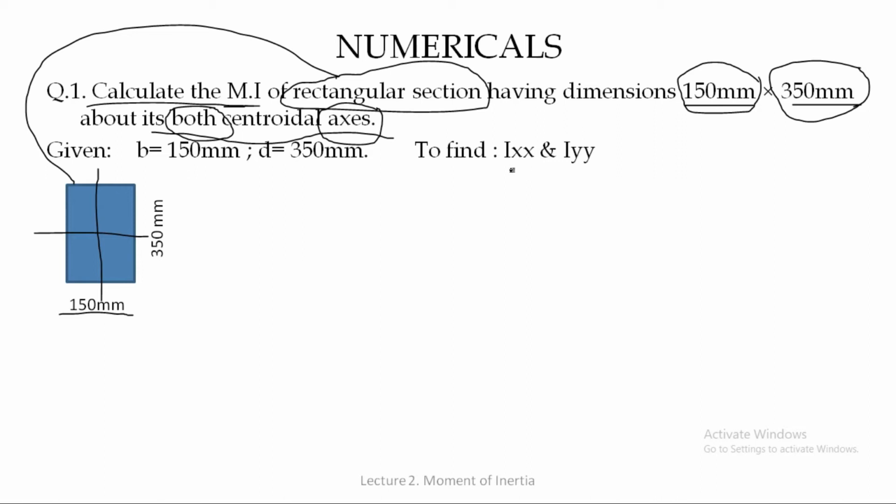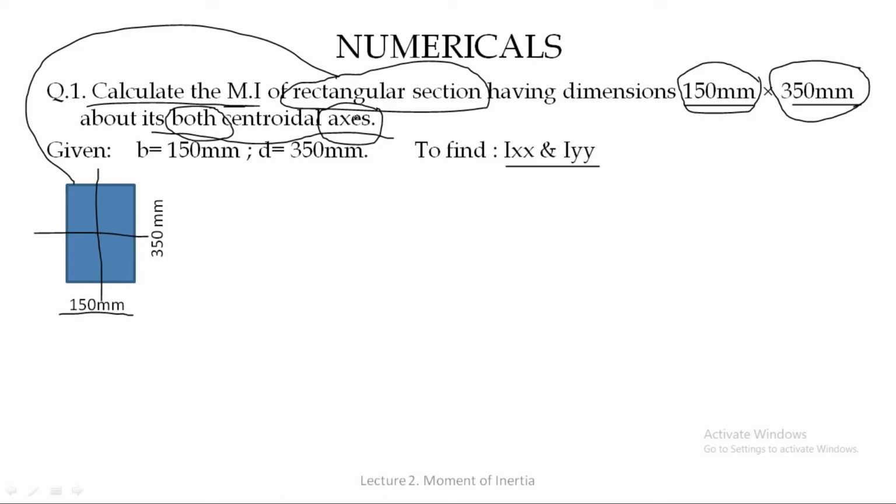Once again, I will tell you when you have to find IXX and IYY. When it is particularly mentioned in the question that you have to find the moment of inertia about both central axes, then you have to find IXX and IYY. Suppose the word both is not included in your question and just the word AXES comes, then also you have to find the moment of inertia about IXX and IYY.